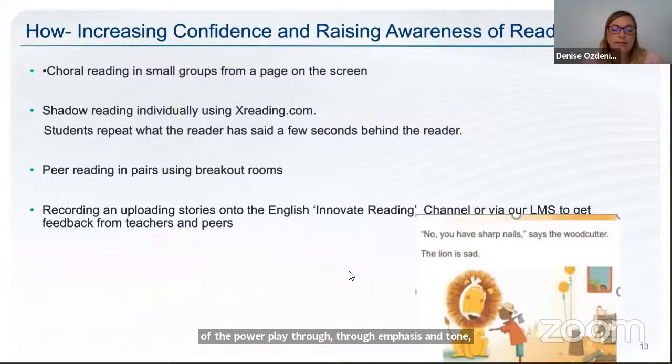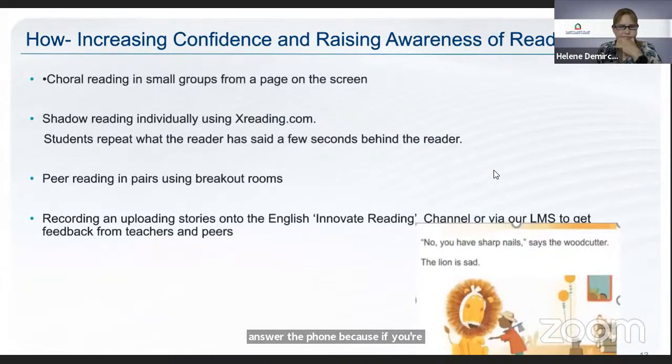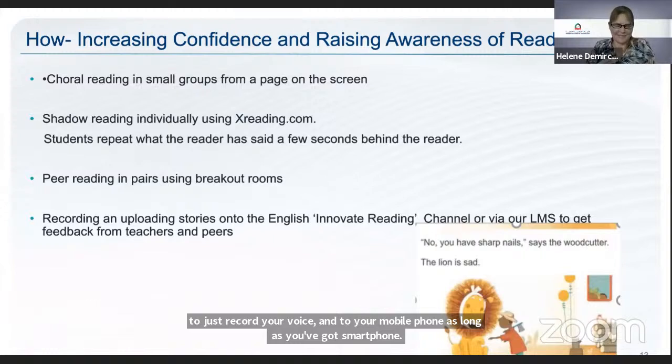We asked, can they record their own voice while practicing shadowing? That's a good question. I'll think of that for the chat group. I've never done that, but I guess they can. Because if you're shadowing what's on your computer screen, then you should be able to just record your voice into your mobile phone, as long as you've got a smartphone. So thank you for that question that popped up.